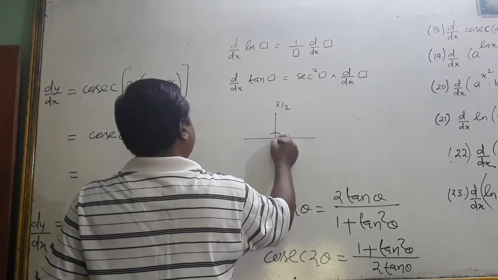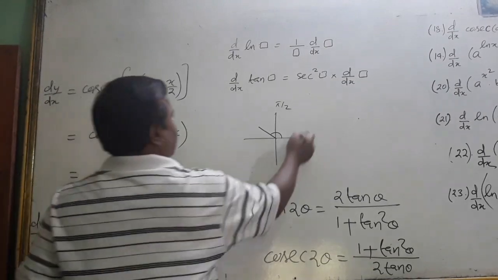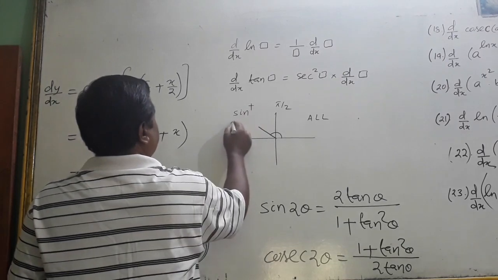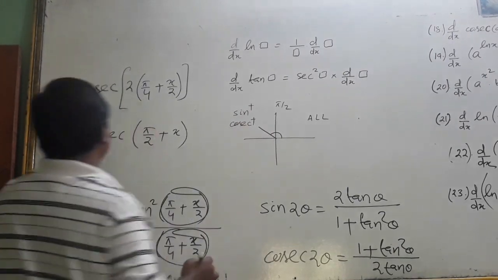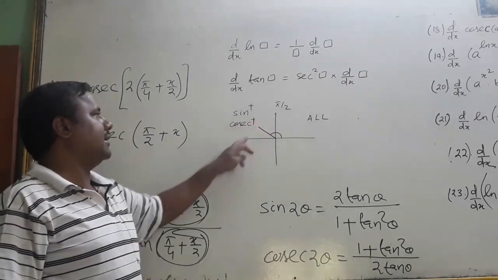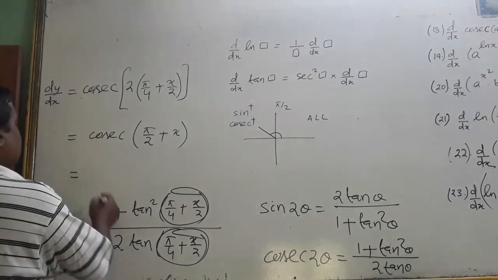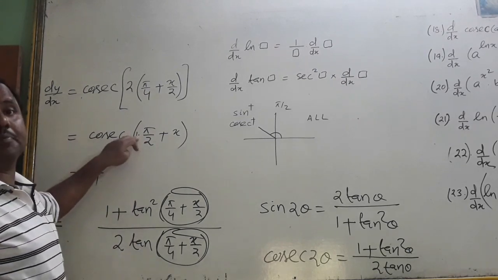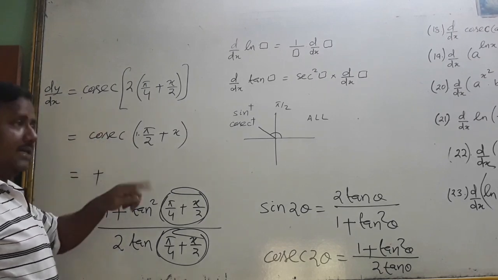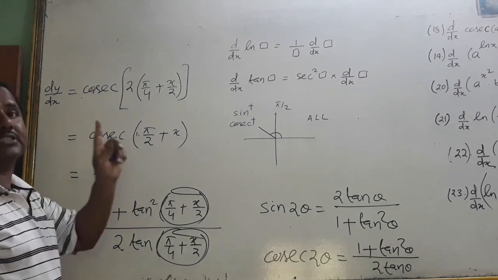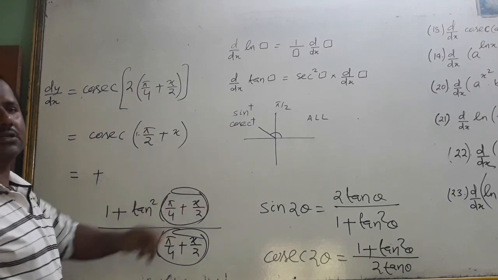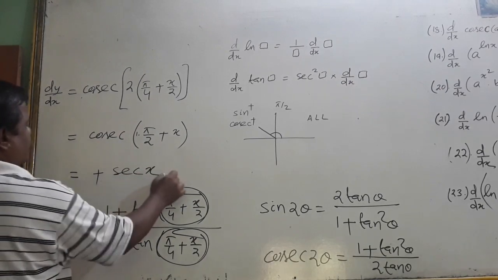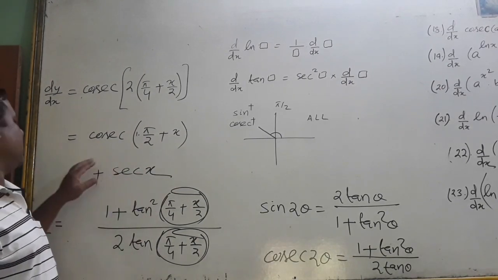Pi by 2 plus x means you are coming to this place. And you know it is all positive. Here two things are positive: sine positive and what positive? Cosec positive. Since cosec is coming to this quadrant, this is quadrant number 2, so the answer is positive. And since it is an odd number here, if any odd number into pi by 2, then cosec becomes sec, sine becomes cos, cos becomes sine, tan becomes cot, cot becomes tan. So here cosec becomes sec. And the answer is sec x.